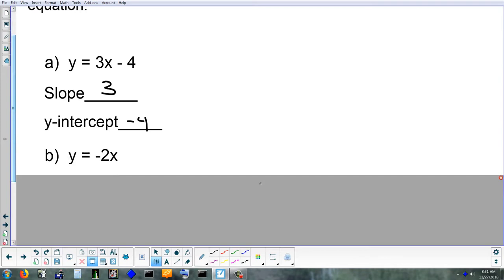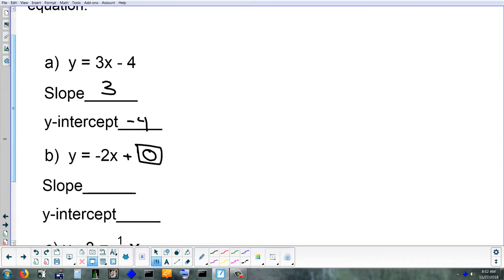Y equals negative 2x. Is that in slope-intercept form? Yes, it is. What? You're missing something, right? You should have plus or minus, and there should be a number right there, but they didn't put it. This is zero. If they don't put it, then that means it's a zero. You don't have to put plus zero, because if you add zero to something, does that change it? No. So the way it was written was slope-intercept form. I just put the plus zero so you can do these two things a little easier.